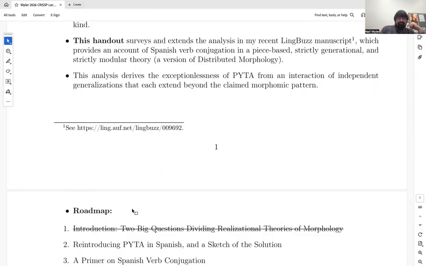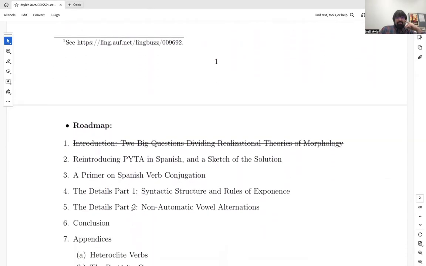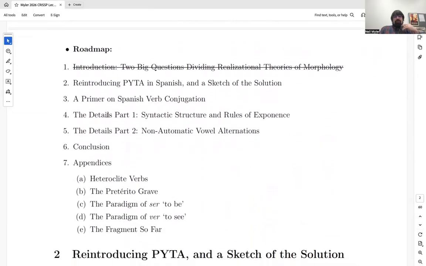That's the idea. So here's where this is going. So we've got the introduction that I've just done. Section 2 is reintroducing PYTA in Spanish and a sketch of the solution. Section 3 is a primer on Spanish verb conjugation, just to give you a sense of what the overall system's like and how PYTA fits into it. And then section 4 is the details, part 1, syntactic structure and rules of exponents. And it's at the end of this section here, section 4, that this video will end.